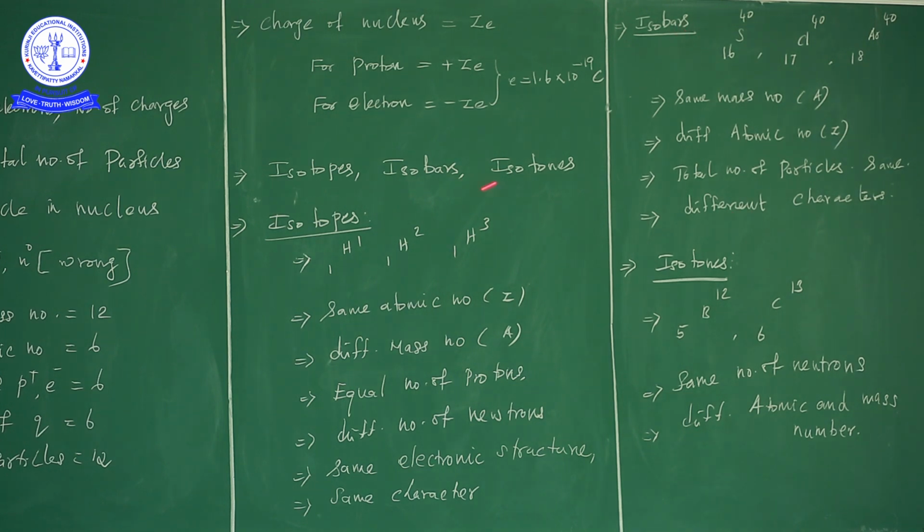Isobar அப்படின்றது isotopeபோட opposite. Isotopeனா same atomic number different mass number. Isobarனா same mass number different atomic numberனு சொல்கிறோம்.